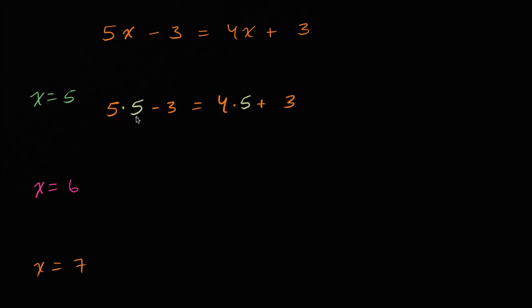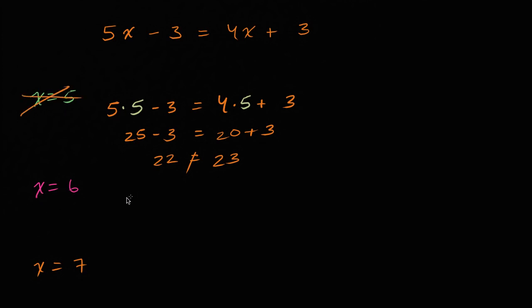Let's see. 5 times 5 is 25. It's going to be 25 minus 3 needs to be equal to 20 plus 3. 25 minus 3 is 22, needs to be equal to 23. No, this is not true. So x does not equal 5. So this is not a solution.